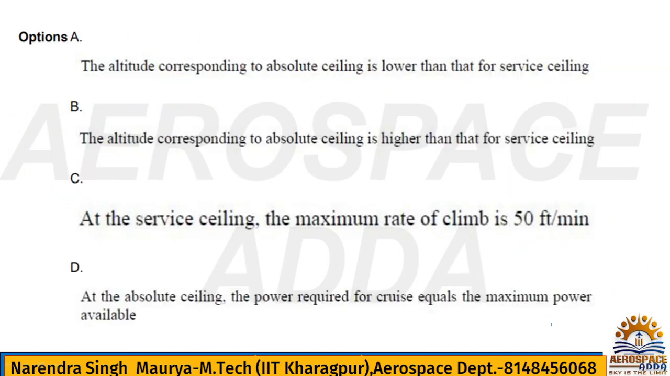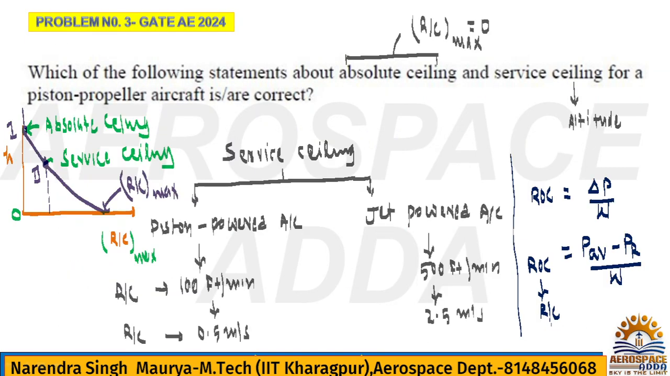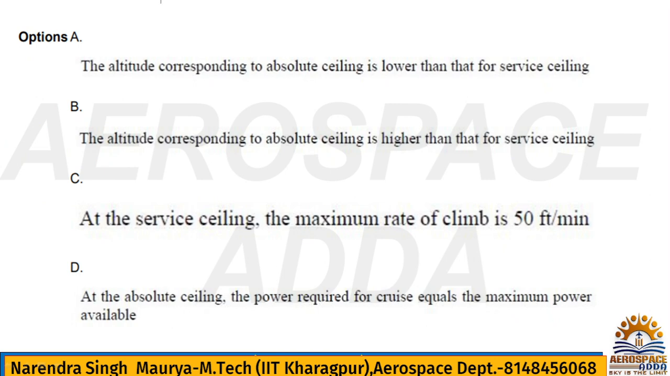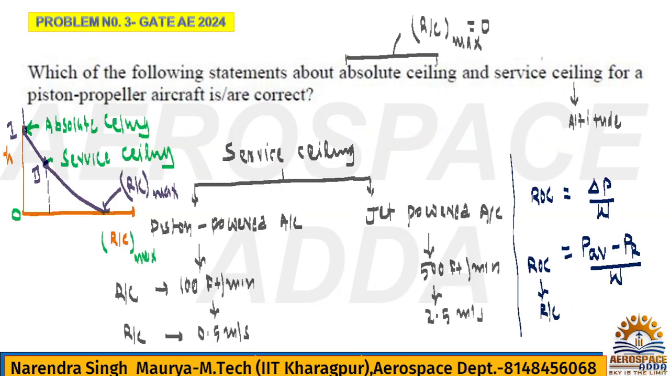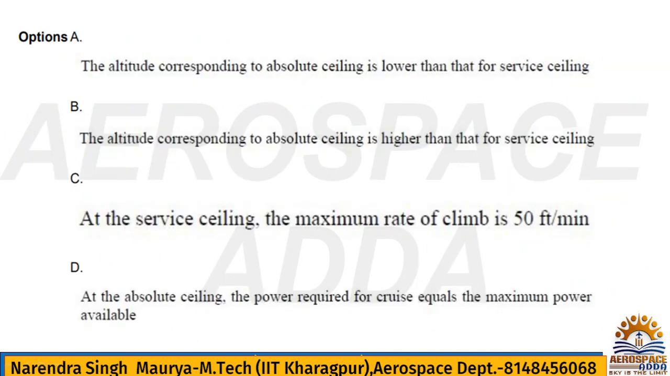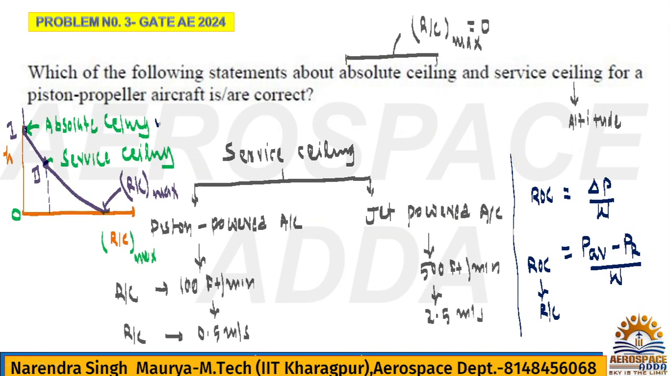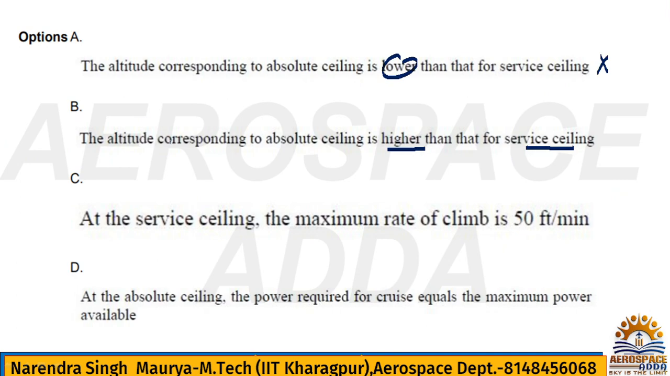Now check here. See, all those things I have explained because it is required. Once you know this, then with all 4 options you can find the correct answer. They said the altitude corresponding to absolute ceiling is lower than that for the service ceiling. Check, absolute ceiling is lower than service ceiling? No, absolute ceiling is higher than service ceiling. So absolute ceiling is not lower, hence this part is wrong. Altitude corresponding to absolute ceiling is higher than the service ceiling. Yes, so option 2 is correct.